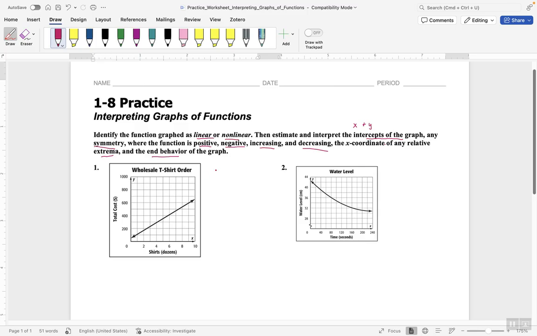So this one here is definitely linear because it's showing, and even if it's only showing part of the graph and you're going to tell me, but I don't know where it goes after that, that's okay. You're just going by what the graph shows you. So this one's linear. And I'm going to go ahead and mark this one as nonlinear. See how it curves.